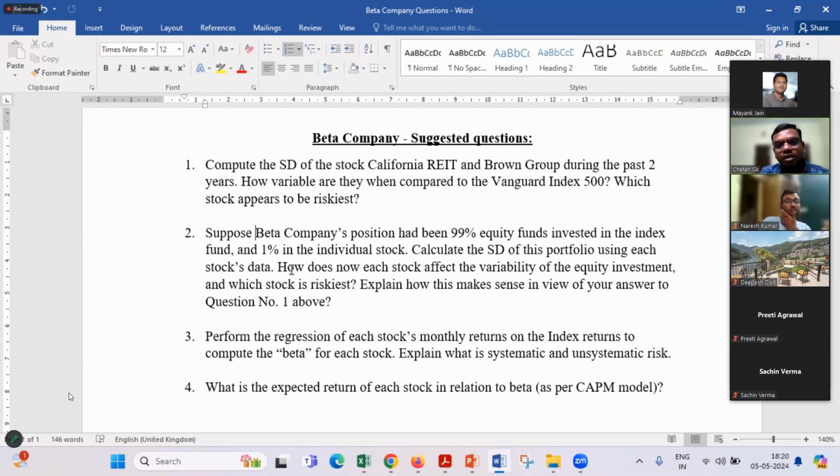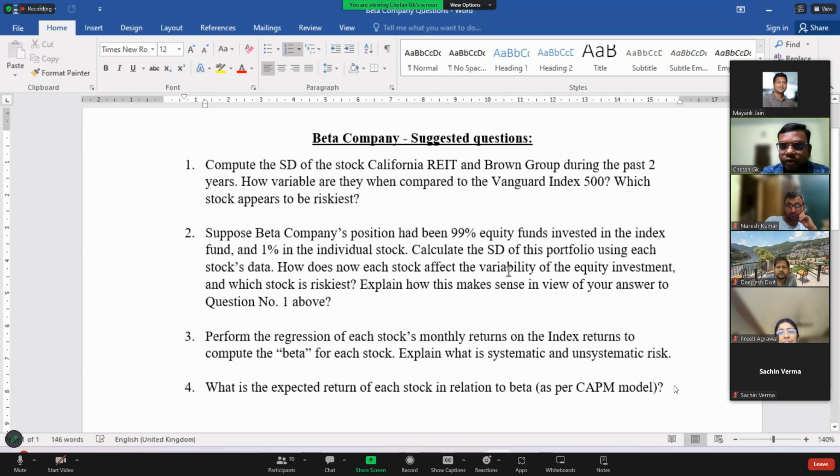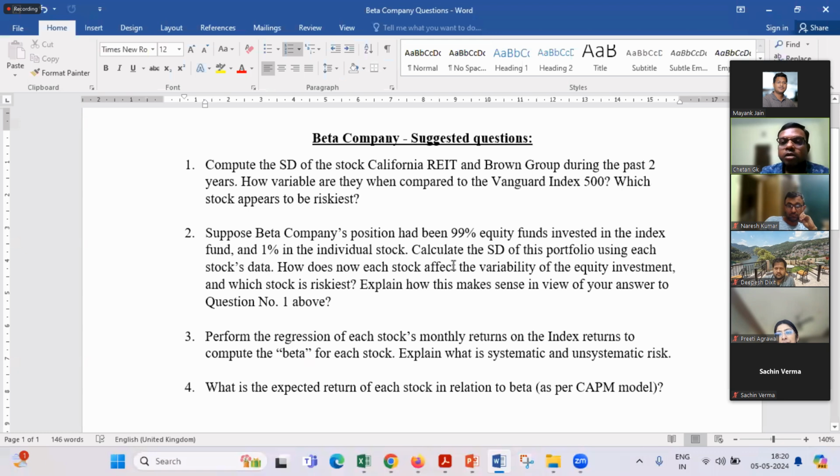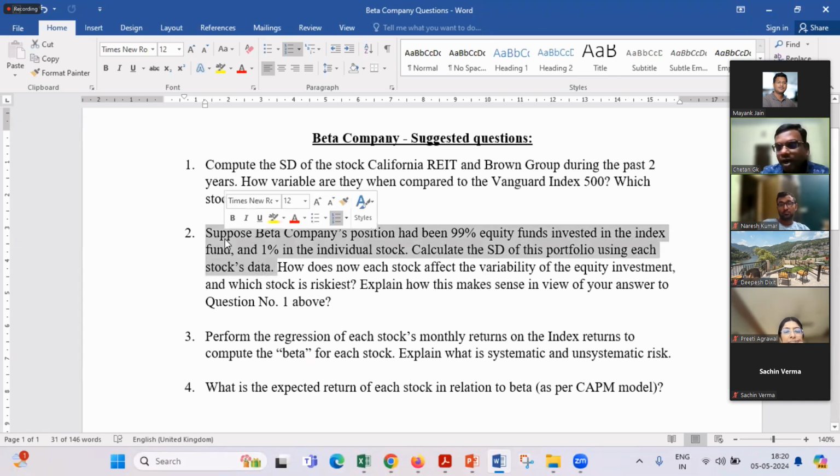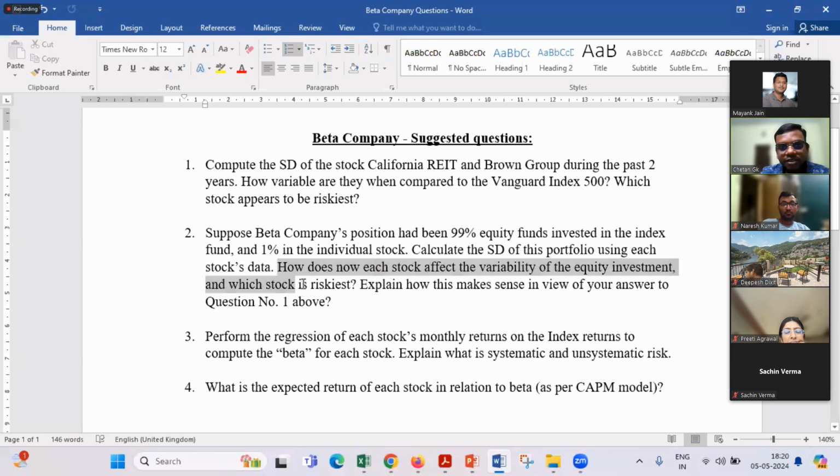Okay, thinking that you invest 99% in the index fund, and 1% in, let's say, a company like REIT. In the next instance, we'll be investing 99% in the index fund and 1% in the Brown Group. So that is what we are actually going to be doing now, and we have to compute the portfolio standard deviation. So how does each stock affect it? Let us now actually do this part and come back and see what is there in the next part.